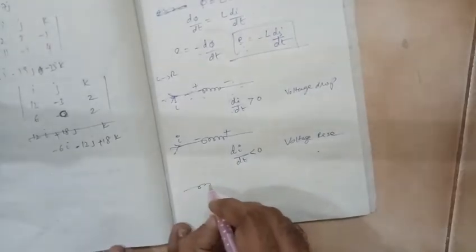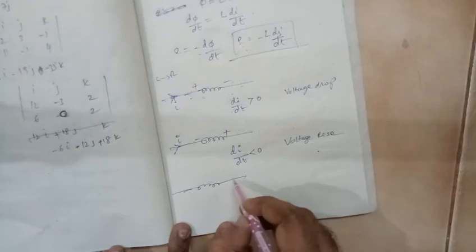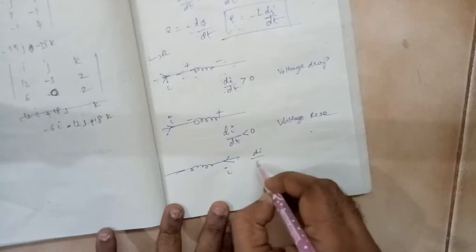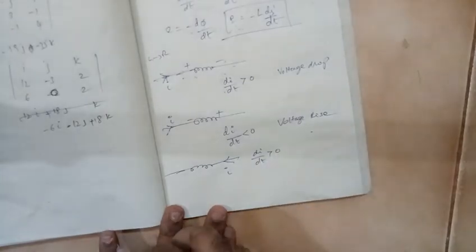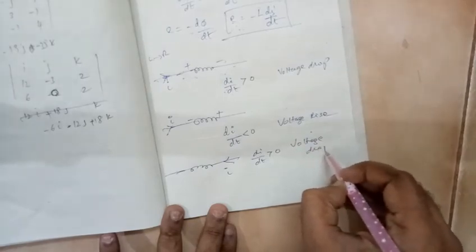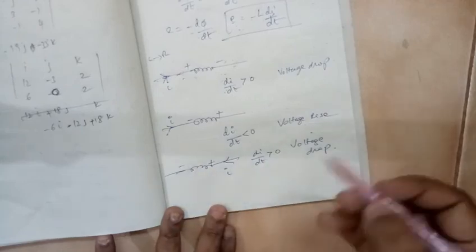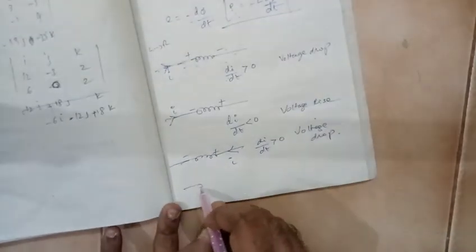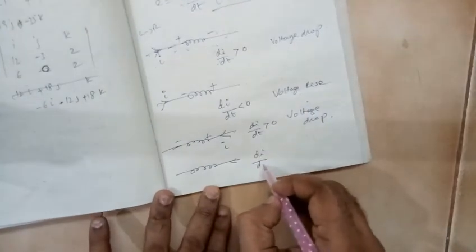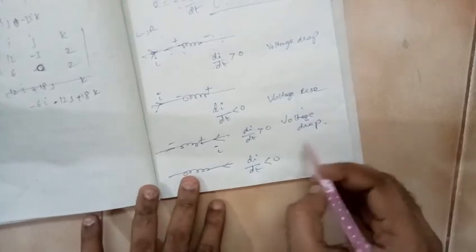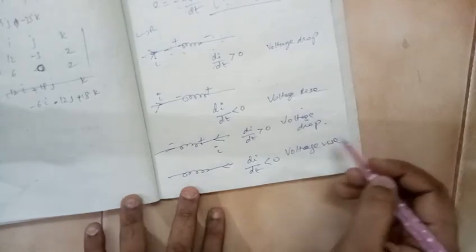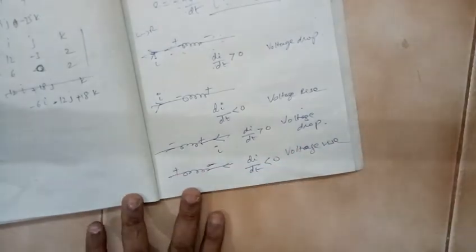Let us take another scenario. This time current is flowing from right to left and di by dt is greater than 0. So here there will be a voltage drop. So this will be plus and this will be minus. And same situation with the di by dt less than 0, there will be a voltage rise. So here will be minus and here will be plus.